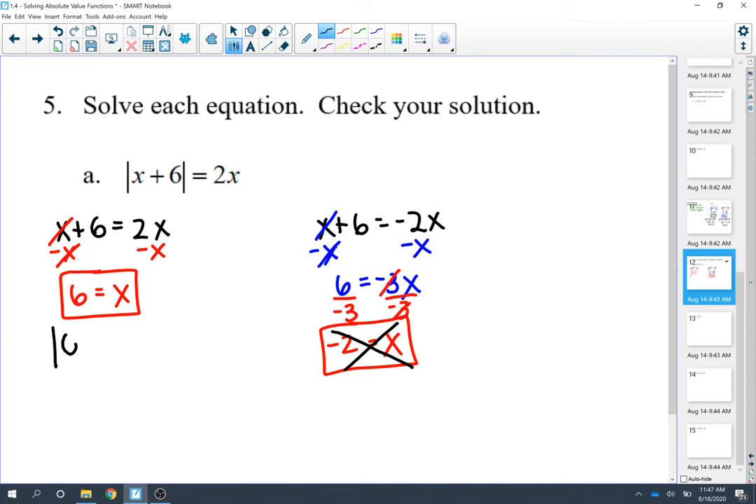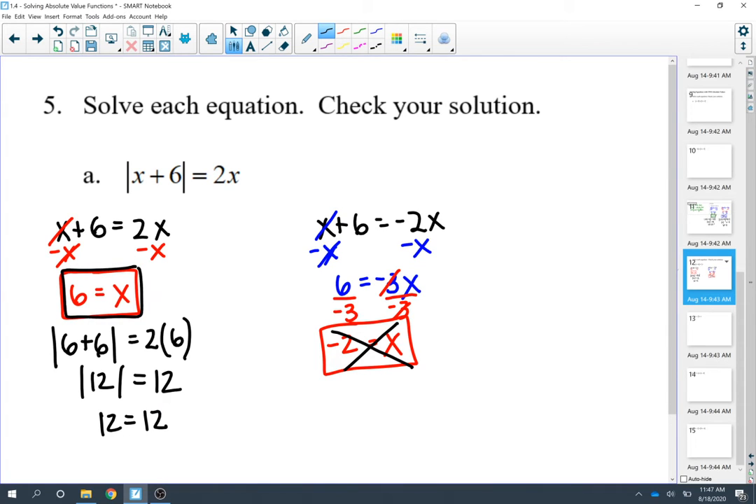Absolute value of 6 plus 6 equals 2 times 6. 6 plus 6 is 12, equals 12. So the absolute value of 12 is 12, which equals 12. So our only solution to this equation would be x equals 6.